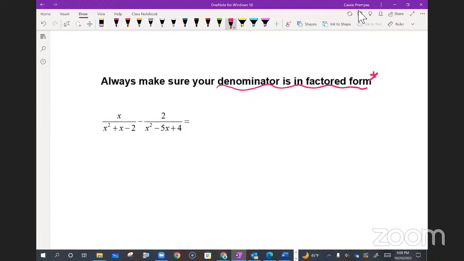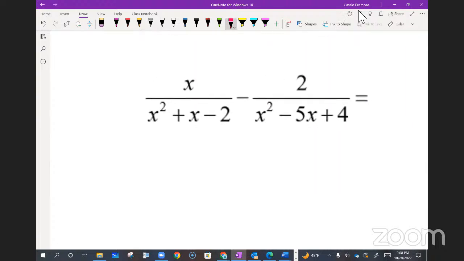So let's review how to factor. Looking at this denominator, as we factor it, it's a trinomial, so I know I'm going to break it into the two parentheses. There was no GCF, so I use my trial and error skills.